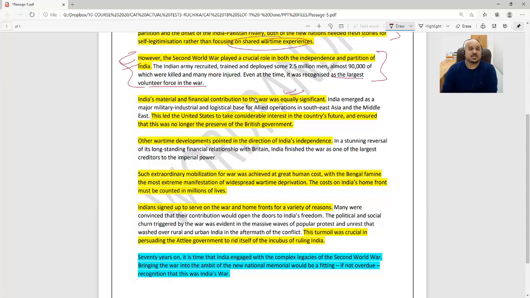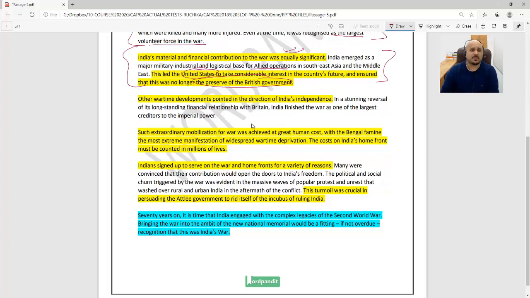India emerged as a major military and industrial and logistical base for allied operations. This led to US taking considerable interest in the country's future and ensured that it was no longer the preserve of the British government. So we were not only limited to the British government and its interests, US also started taking interest in the country. So now these are all the factors which relate to India in World War II: the contribution of men, the financial and material contribution, the role played in the war itself, and how US interest grew in the country post-war.